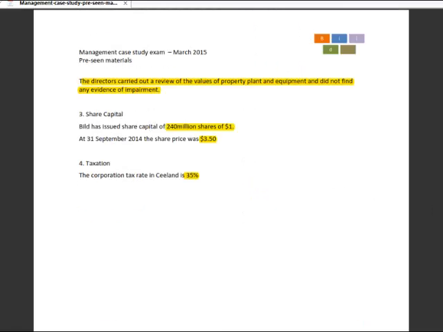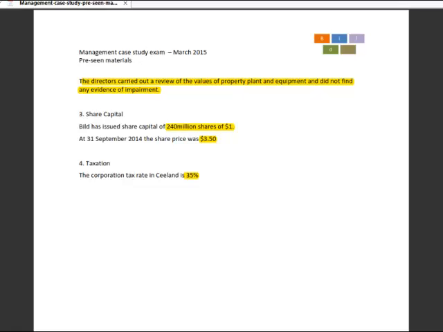The directors carried out a review of values of property, plant and equipment, and didn't find any evidence of impairment. Well, I think we need to go back to the standard and see what it says about evidence of impairment, what is allowable and what is not allowable. I wouldn't have thought directors making judgments about the values of property, plant and equipment would be appropriate. We need to go back and look at that.